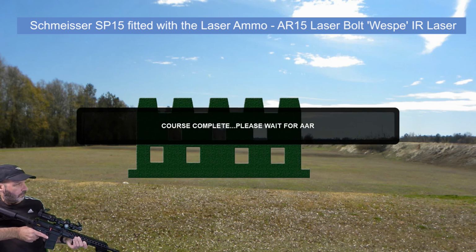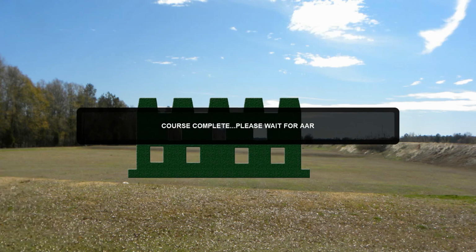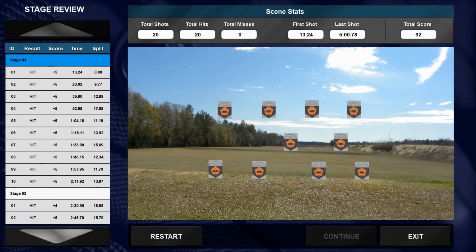Okay, so we'll take a look at the after action report. Now, here's the after action report, and there's one thing to note here. There seems to be a bug in Open Range 2 where the target backdrop disappears on stage 1. So you can see here that you've got the targets showing the report of the hits, but the surrounding target holder is missing.